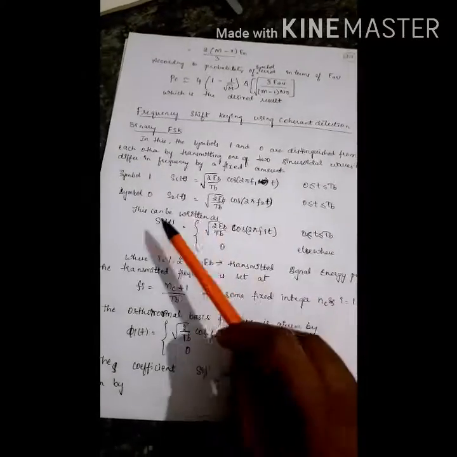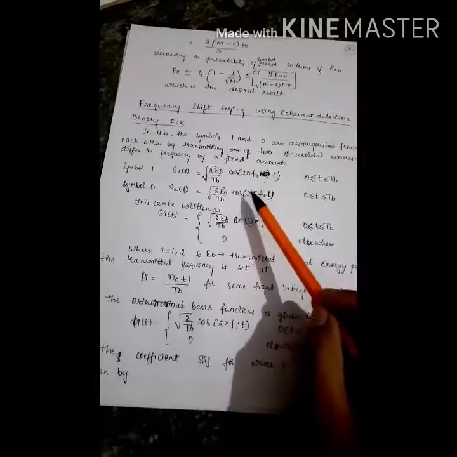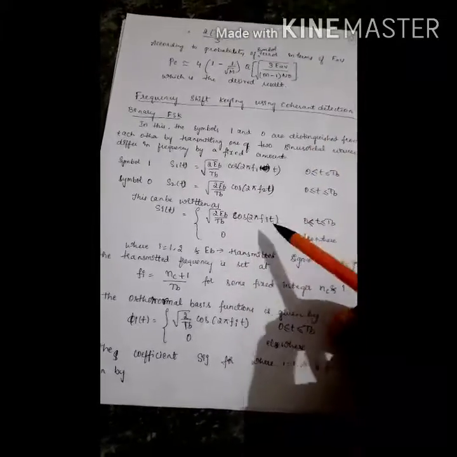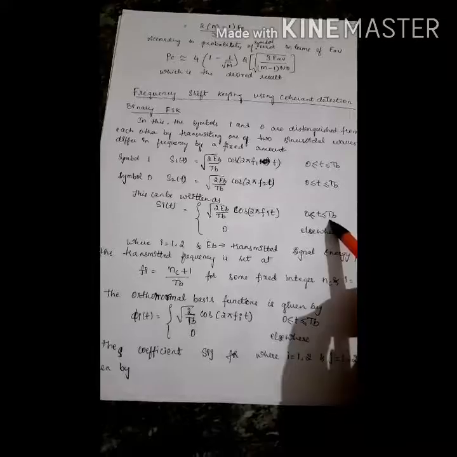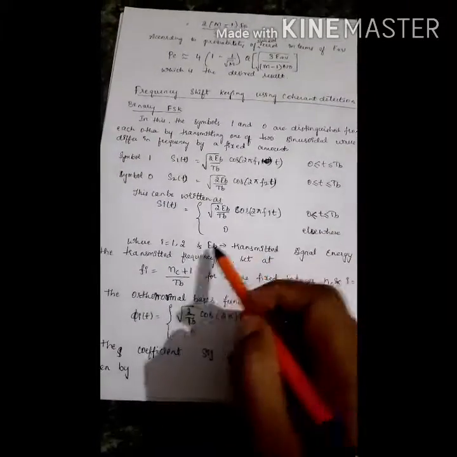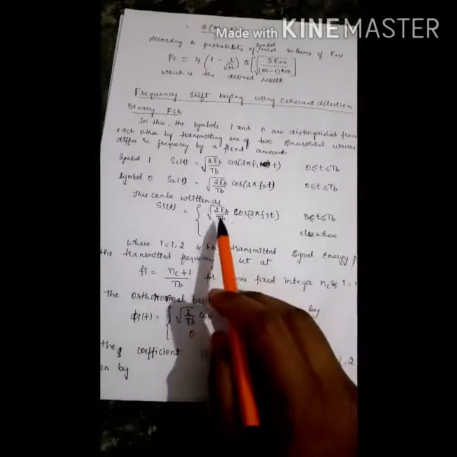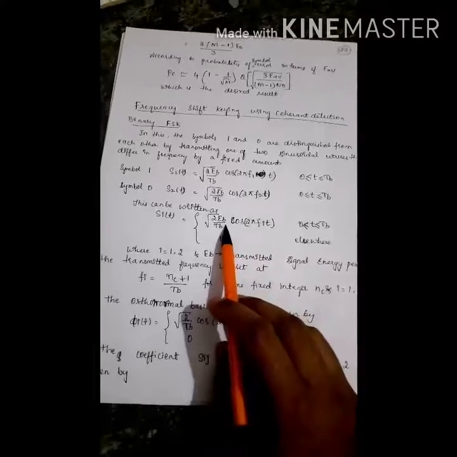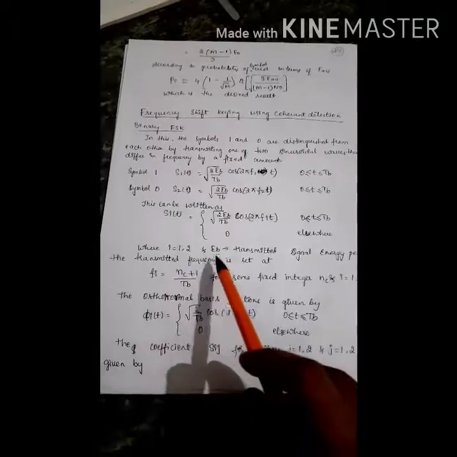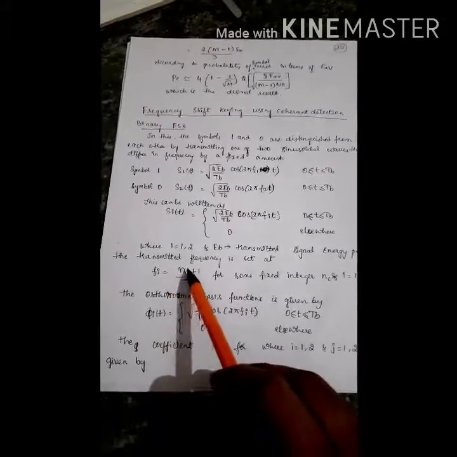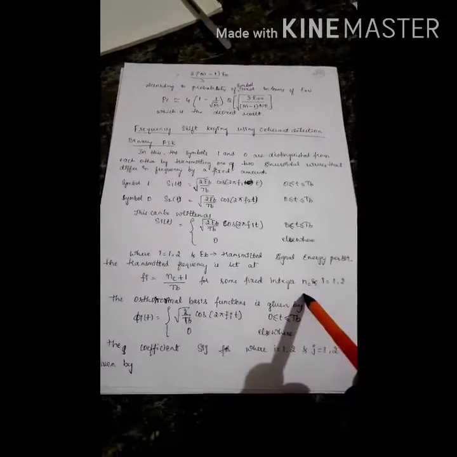This can be written in general as Si of t is equal to square root of 2 EB by TB cos 2 pi Fi t, where t varies between 0 and TB only, and elsewhere the value will be 0, where i is equal to 1, 2. Here EB can be called the transmitted signal energy per bit, and the transmitted frequency is Fi is equal to (Nc plus i) by TB for some integer value Nc, and i is equal to 1, 2.